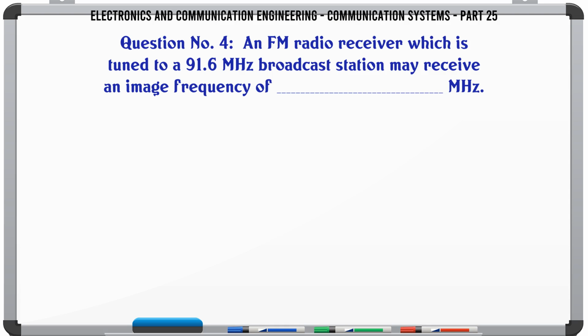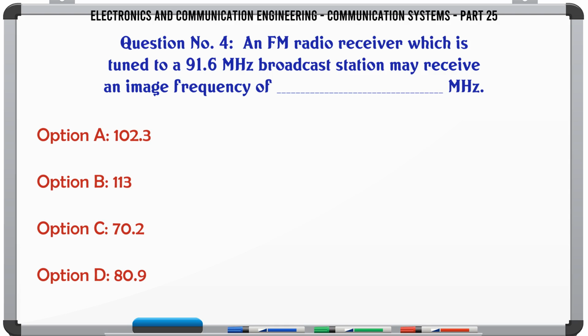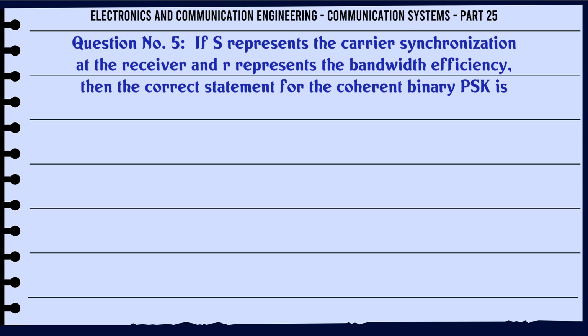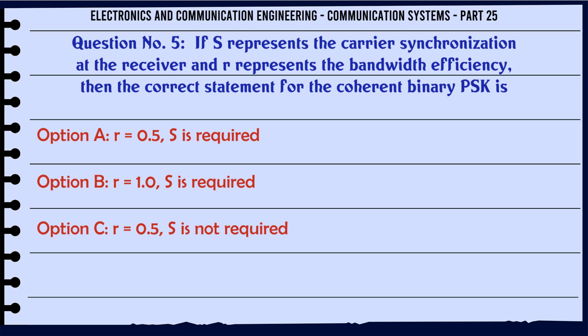An FM radio receiver which is tuned to a 91.6 MHz broadcast station may receive an image frequency of how many MHz? A. 102.3. B. 113. C. 70.2. D. 80.9. The correct answer is 113.